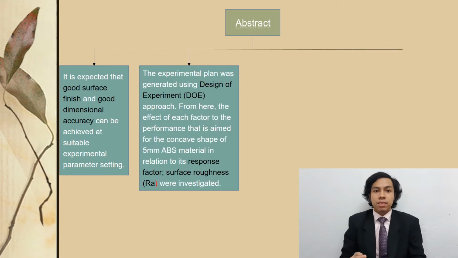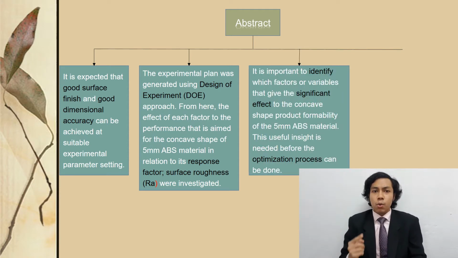The experimental plan was generated using design of experiment DOE approach. From here, the effect of each factor on the performance that is aimed for the concave shape of 5mm ABS materials in relation to its response factor, surface roughness, were investigated. It is important to identify which factors or variables give the significant effect to the concave shape product formability of the 5mm ABS material.